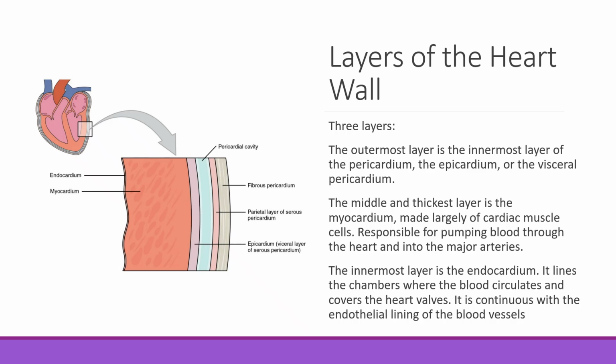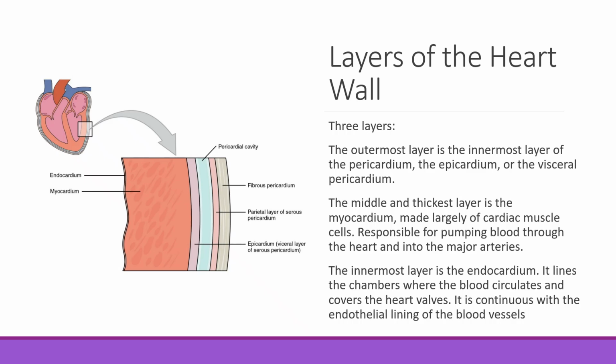So now we've looked at the stuff that's on the outside of the heart. Now let's look at the actual layers of the heart wall. Remember, the heart itself is a hollow structure, and it has a wall, and that wall is 3 layers thick. The outermost one is called the epicardium, or the visceral pericardium. That's that pink one, right?